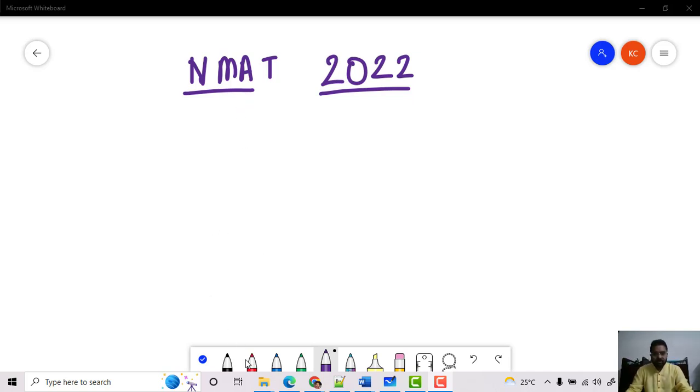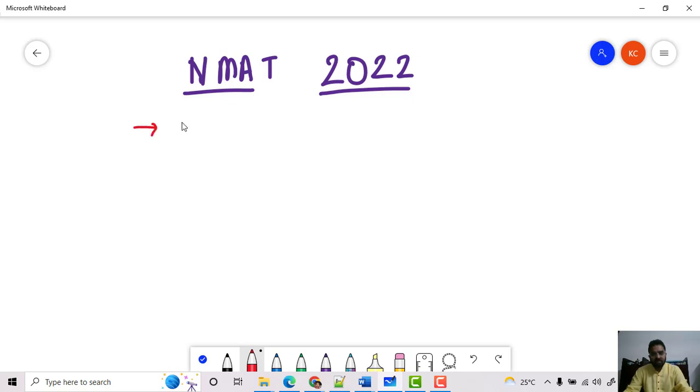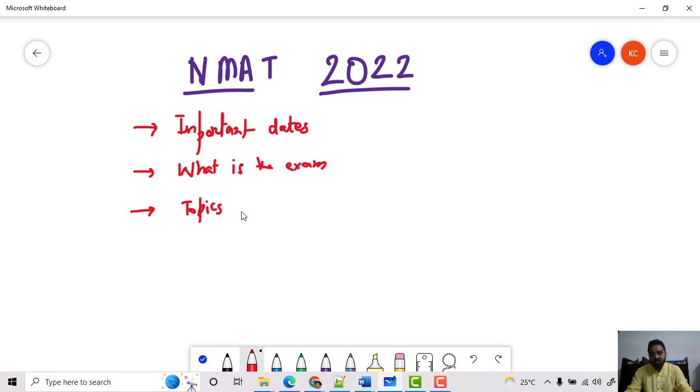So in this session on NMAT 2022, we'll discuss what the important dates are, first of all. Then we'll see what the exam is, how NMAT is different from other exams, in what all respects. Third, we'll discuss what topics are asked in NMAT specifically. Then we'll discuss the preparation plan which we can follow to have success in NMAT 2022. So this is the agenda of the session.